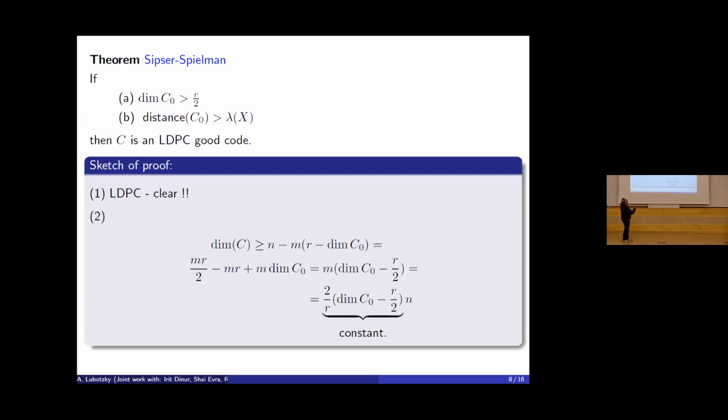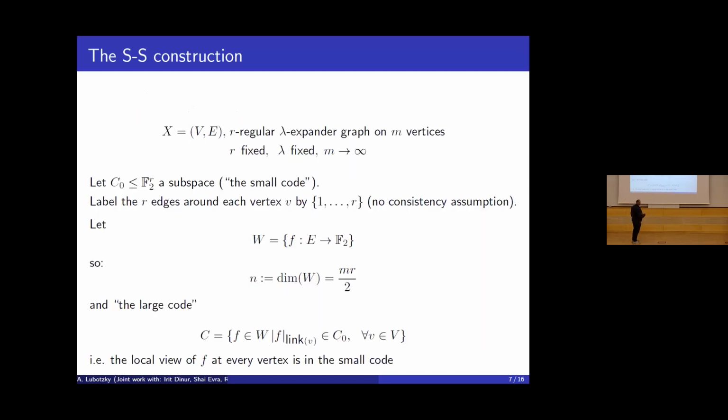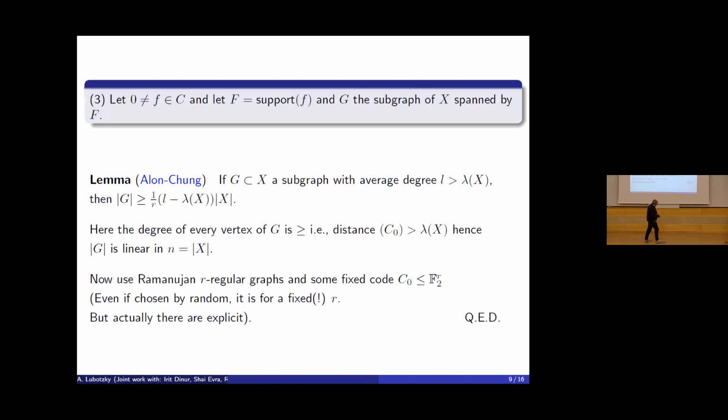look up there, we are taking a code whose distance is more than lambda of X. What does it mean? It means that if the function does not vanish around one vertex, then it does not vanish on at least a good amount of edges, which are more than lambda of X. So for every vertex the degree is more than lambda of X, and therefore we can apply this lemma and deduce that the size of the vertices that f touches is linear in M, and therefore it's also linear in N, and this finishes the proof.